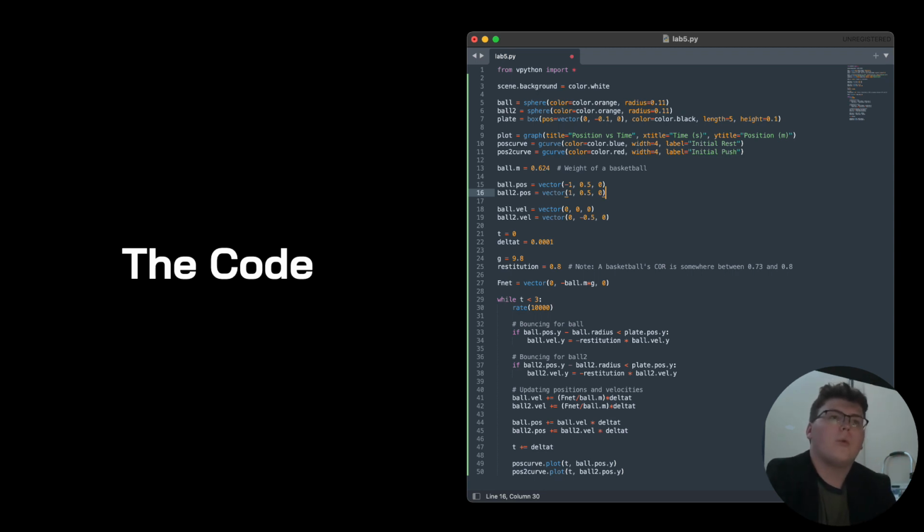So then we calculate if the ball has bounced, if it's collided with the plate, and then we flip the velocity, and then we multiply it by the restitution. So we don't want to get the same amount of velocity. We want to lose some. And we'll actually look at that in a little bit as well. But then we apply the velocity and position update formulas, and that's the code.